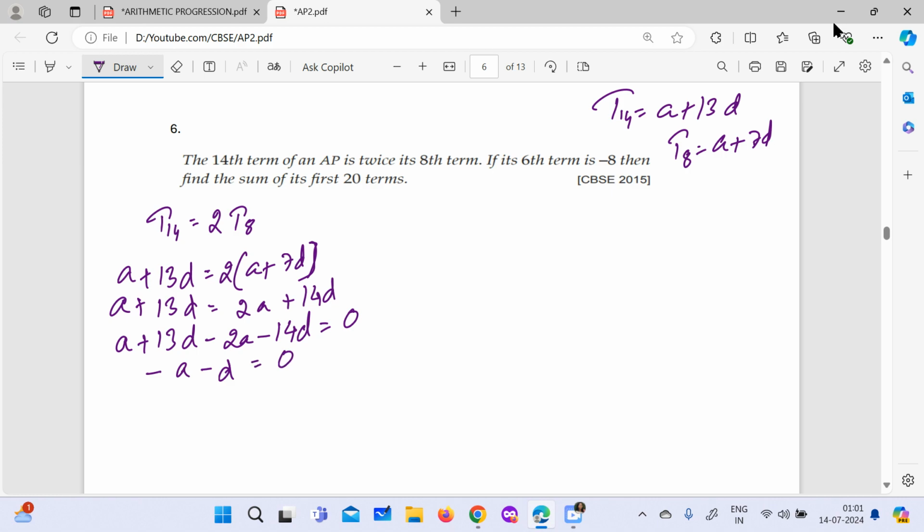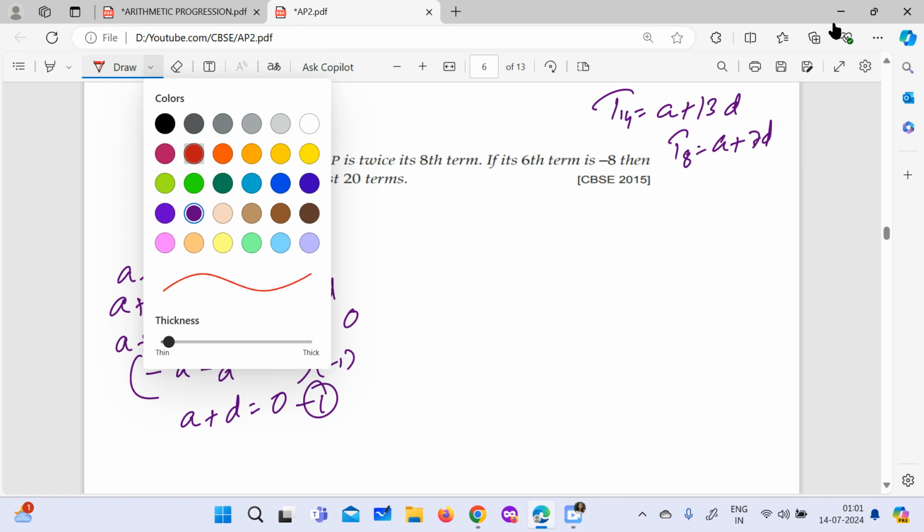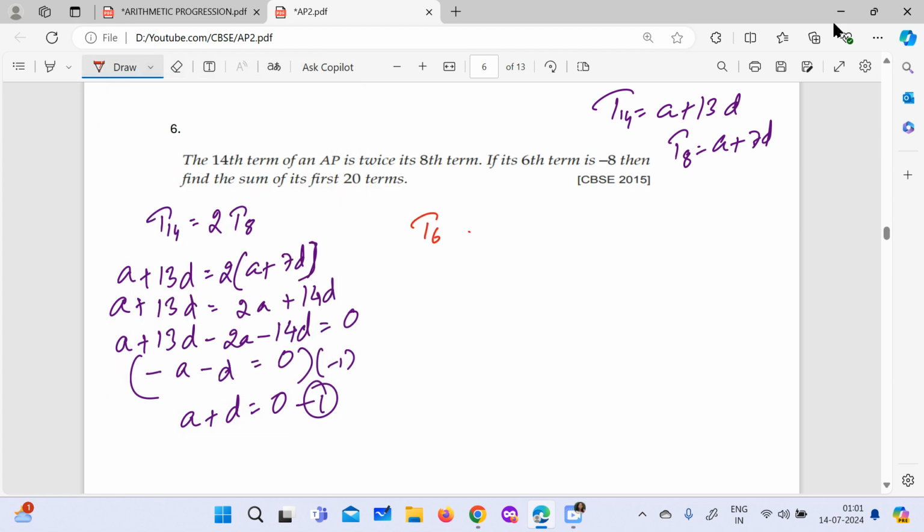So what we can do is we can multiply throughout with minus 1, and you get A plus D equals 0. So we got this one equation, and then here it is given that the 6th term is minus 8. So we can write T6 is equal to minus 8. So this can be written as minus 8 equals A plus (n minus 1) into D. So we have to substitute here.